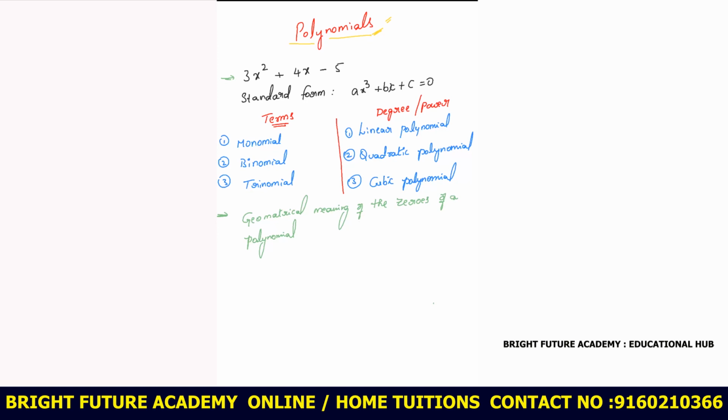Okay, fine. Listen here. Here, poly means many. Nominal means terms or parts. So the meaning of the chapter itself is saying that it has many terms, many parts.